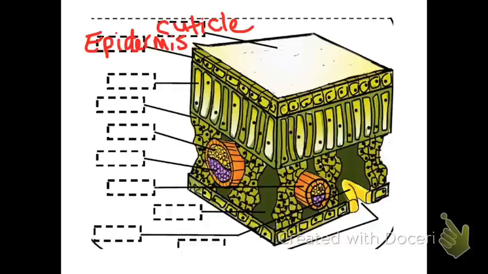Directly underneath the epidermis are our palisade mesophyll cells. The palisade mesophyll cells, these are going to be where there are the most chloroplasts, and these are going to be the ones that are going to be doing the most processes of photosynthesis inside of these palisade mesophyll cells. Underneath our palisade mesophyll layer, we have our spongy mesophyll layer.